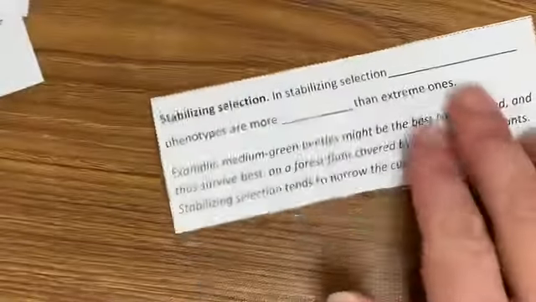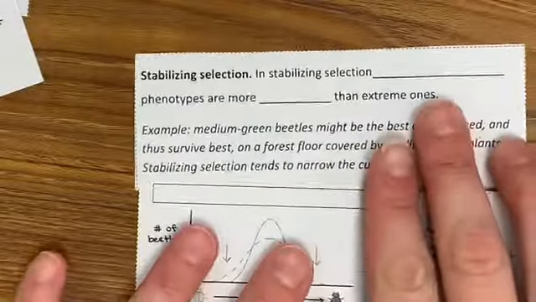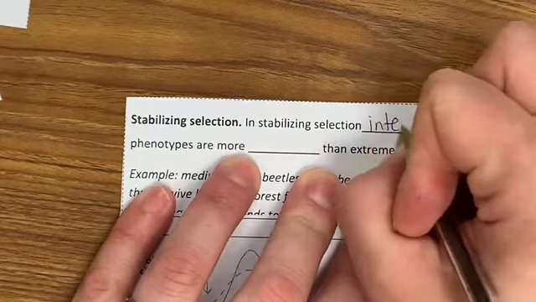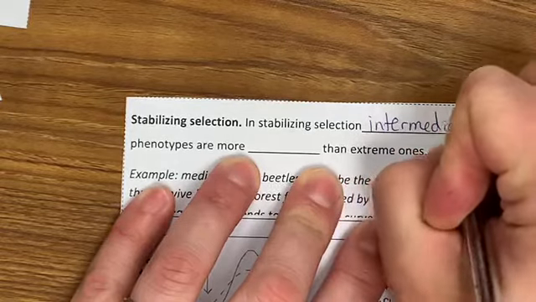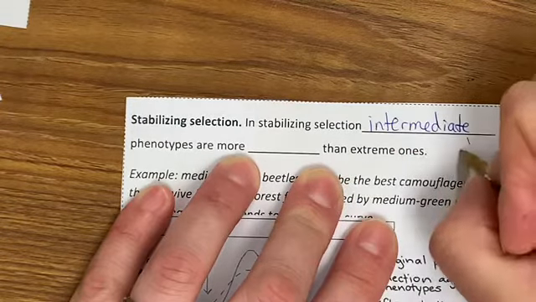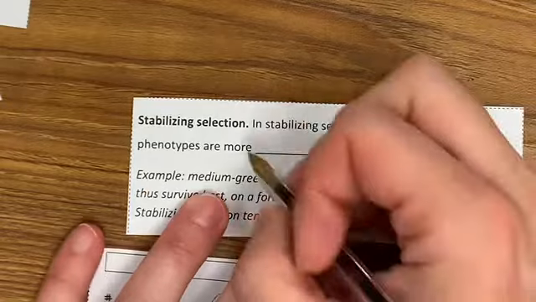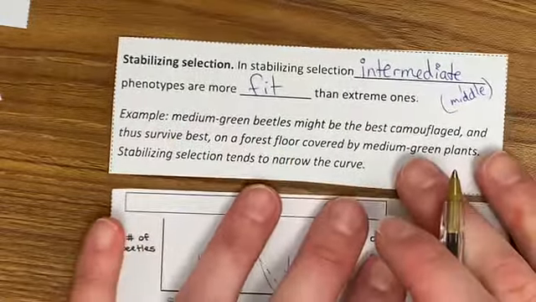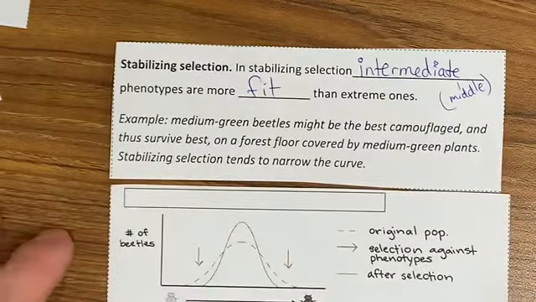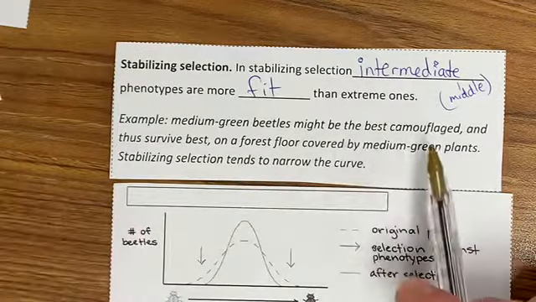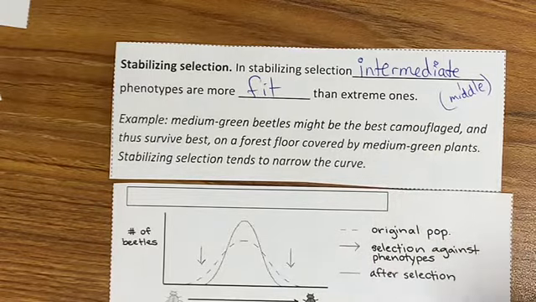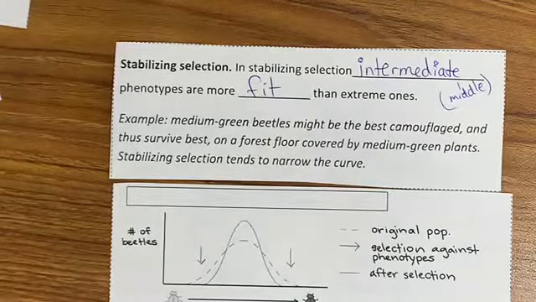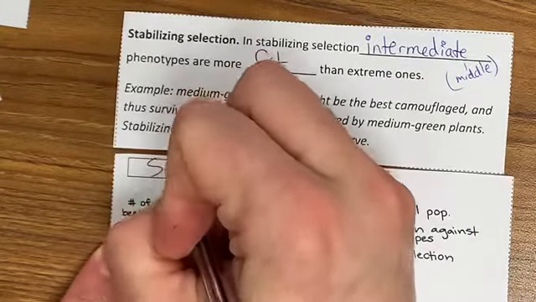Finally, we have stabilizing selection. We can already guess which graph goes with that. In stabilizing selection, the intermediate phenotypes, the ones in the middle, are more fit than the extreme ones, more likely to survive. So the medium green beetles might be best camouflaged and thus survive the best. On a forest floor covered by medium green plants, stabilizing selection tends to narrow the curve. Stabilizing selection.